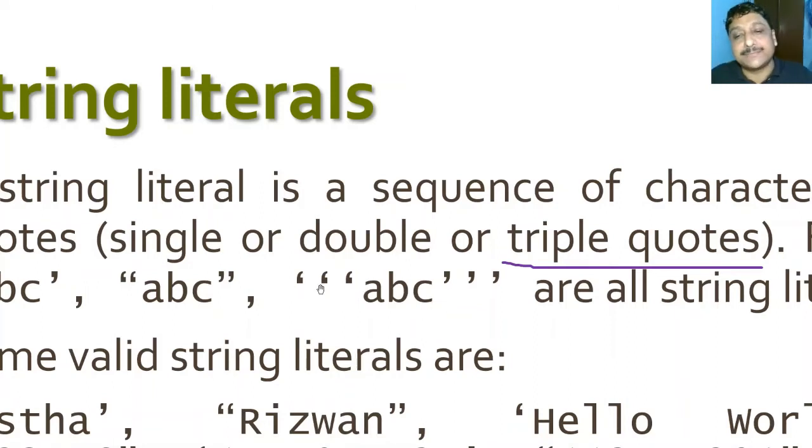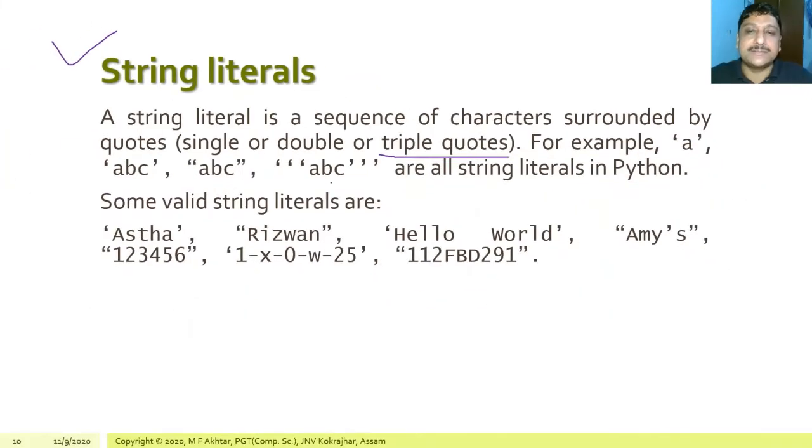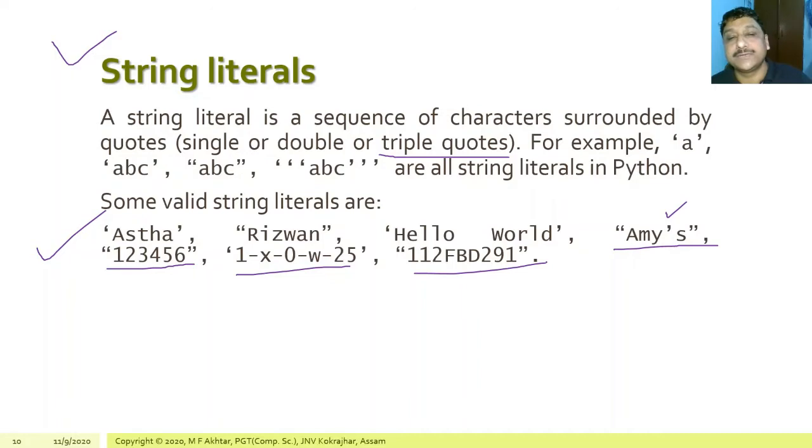There are some differences in triple quotation marks, which we will learn later. These are all string literals in Python. Here are some valid string literals: Asta, Rizwan, hello world, and Amiz. In Amiz we are giving double quotation marks, and within double quotation marks single quotation marks can be used, which is also possible. Numbers can also be given as a string. Here a name, a number-like name, and a code word are given. These are some valid literals.